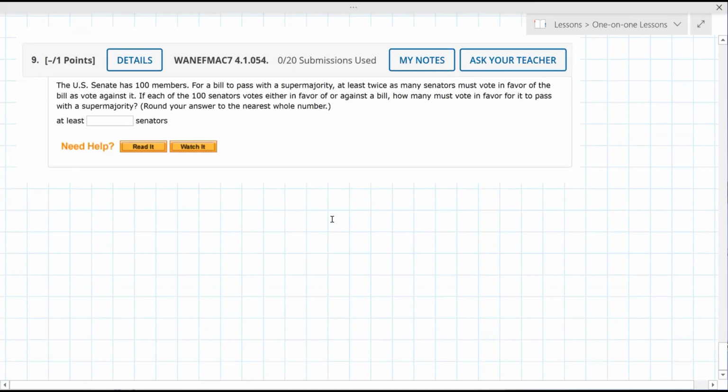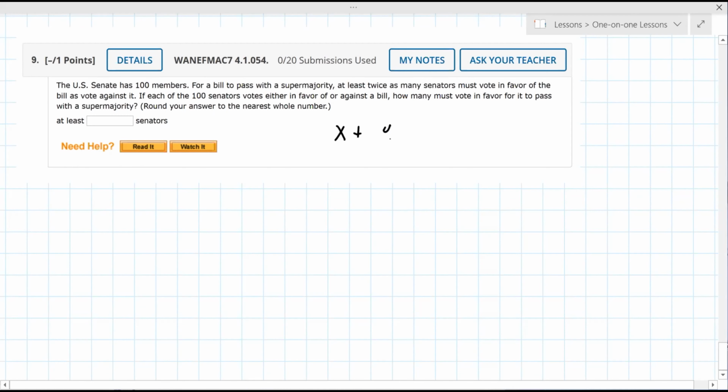So the U.S. Senate has 100 members, and for a bill to pass with a supermajority, at least twice as many senators must vote in favor of the bill as against it. How many must vote in favor for it to pass with a supermajority? So it's kind of the same thing.